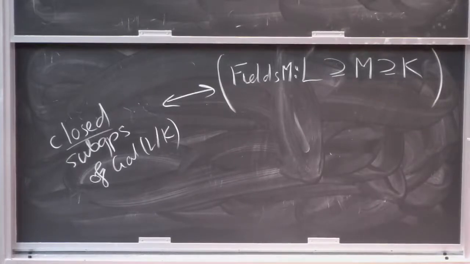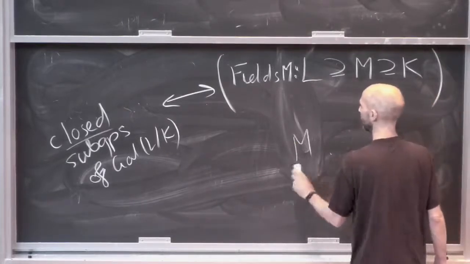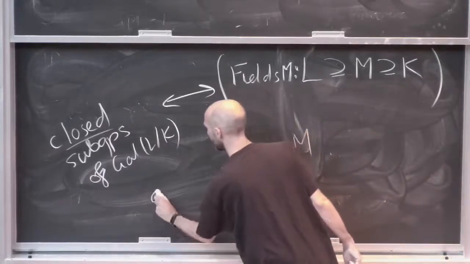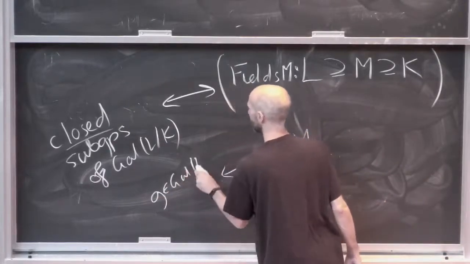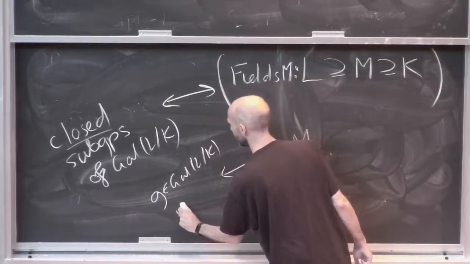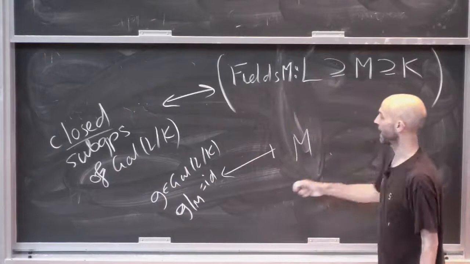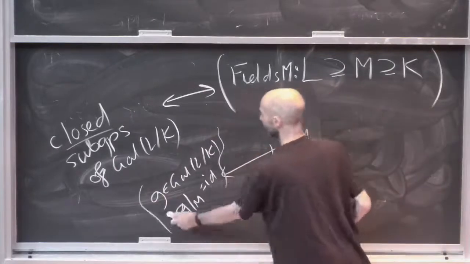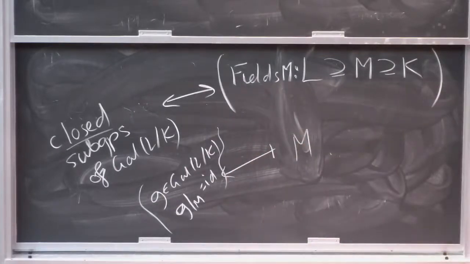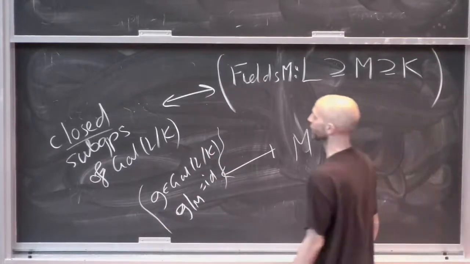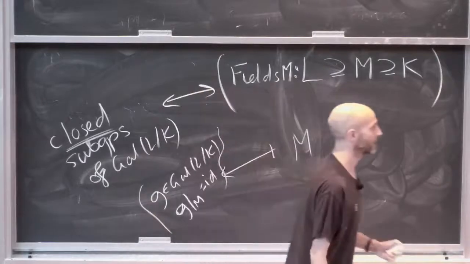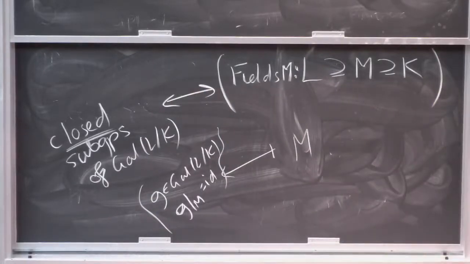So the dictionary is still the same. M goes to the G in Gal(L/K) such that G restricted to M is the identity. And one can easily check that that subgroup there is a closed subgroup. So that's where this condition comes from. So there you go, there's the fundamental theorem. And on the way, we've seen that Galois groups get a topology.